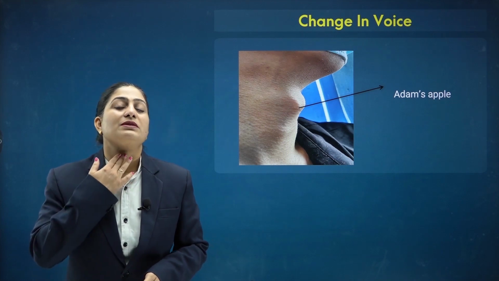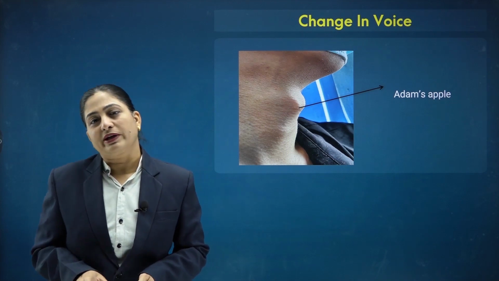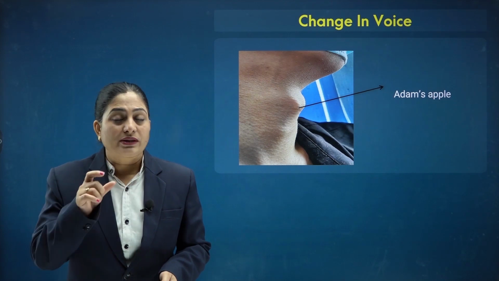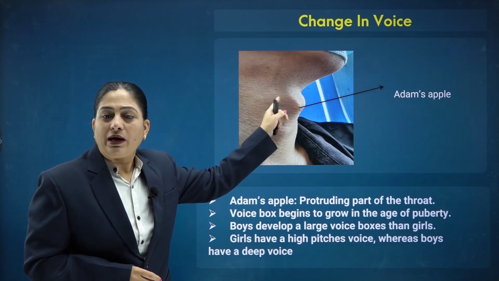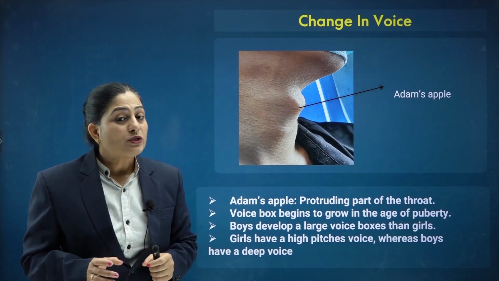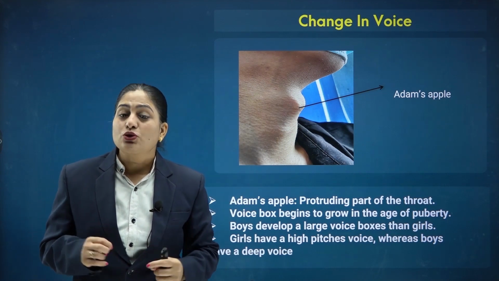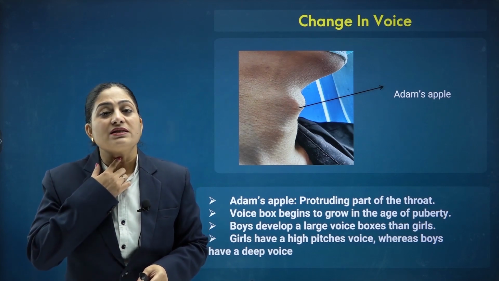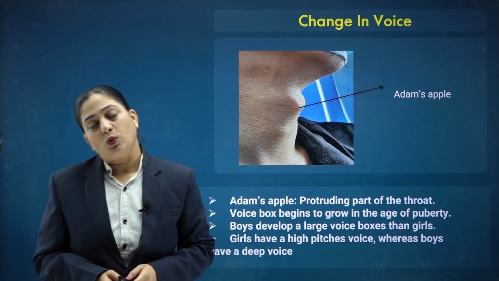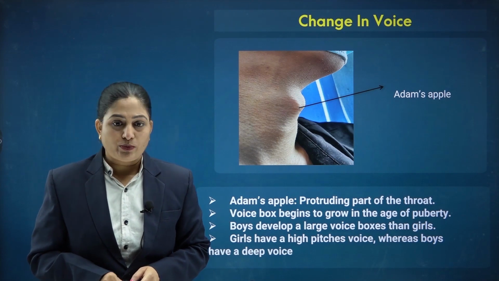You can see this Adam's apple, and you can see some growth of the Adam's apple takes place during this age of puberty. The Adam's apple is nothing but the protruding part of the throat. The voice box at this age begins to grow, and you can easily observe some increase in the size of this Adam's apple or voice box at the age of puberty.